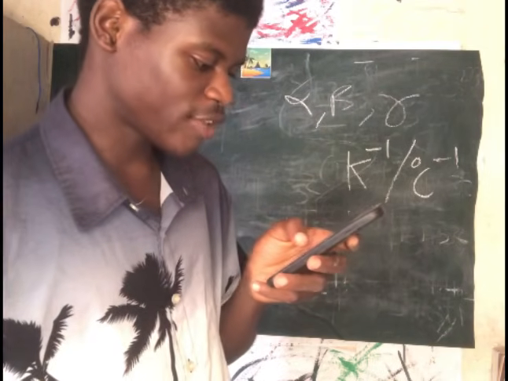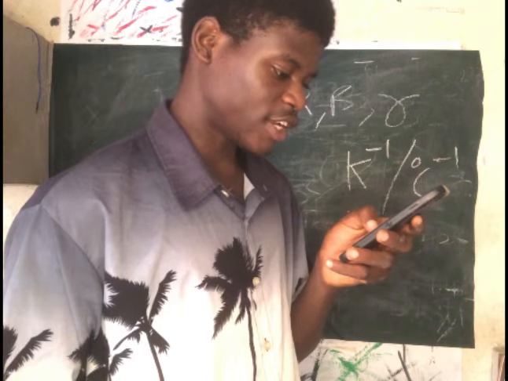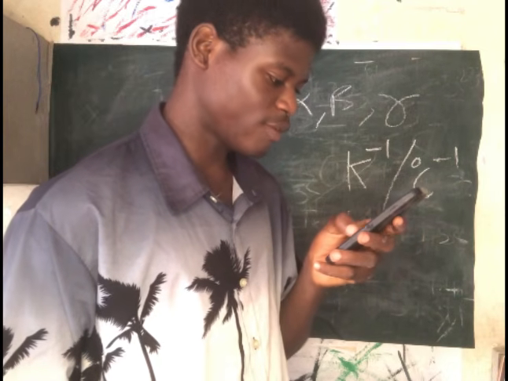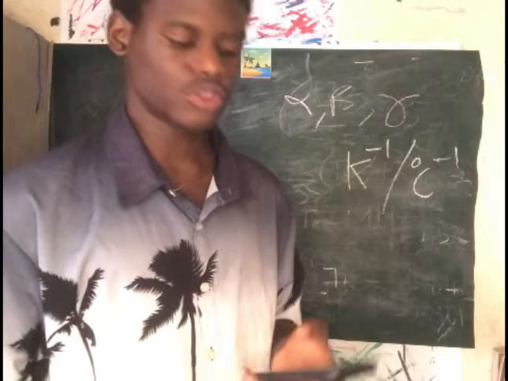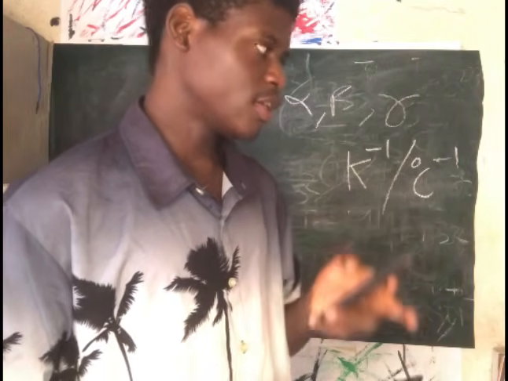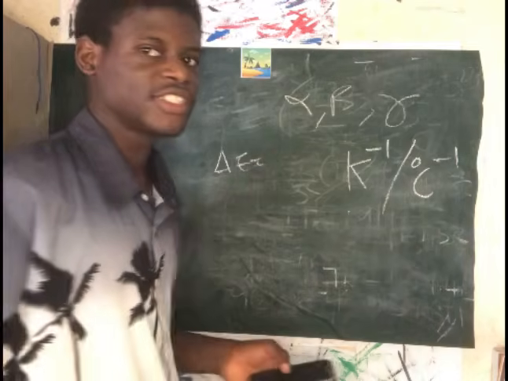So question number 5, he said, for which of the following processes is there a change in internal energy when a system is taken from one state to another? A, they said adiabatic free expansion. In adiabatic free expansion, the change in internal energy is 0.